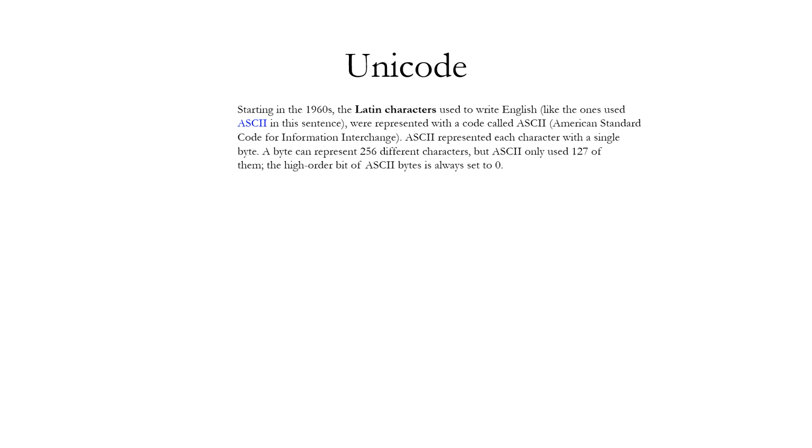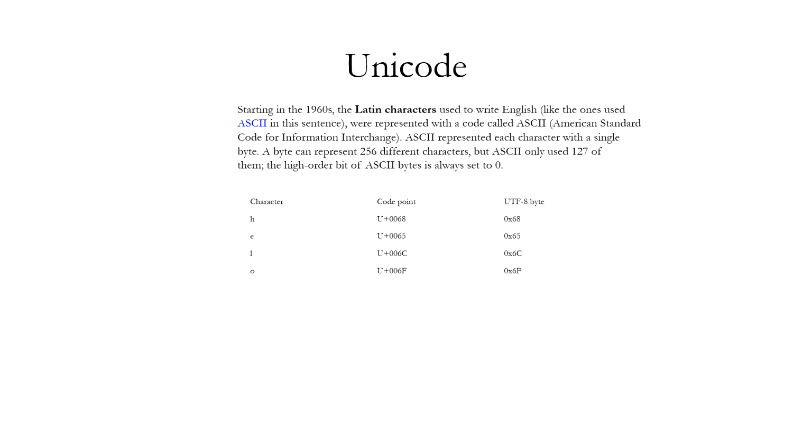Now I'm going to get into Unicode. So starting in the 1960s, the Latin characters used to write English were represented with a code called ASCII, American Standard Code for Information Interchange. ASCII represents each character with a single byte. A byte can represent 256 different characters, but ASCII only uses 127 of them. The higher order bit of ASCII bytes is always set to 0.